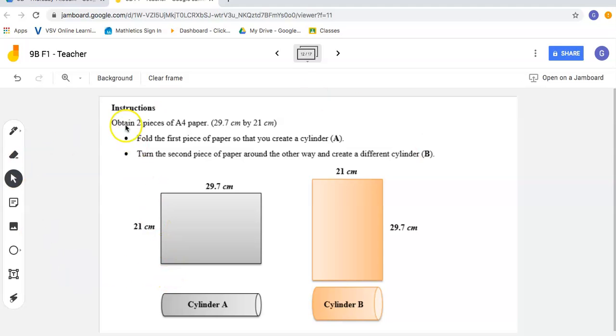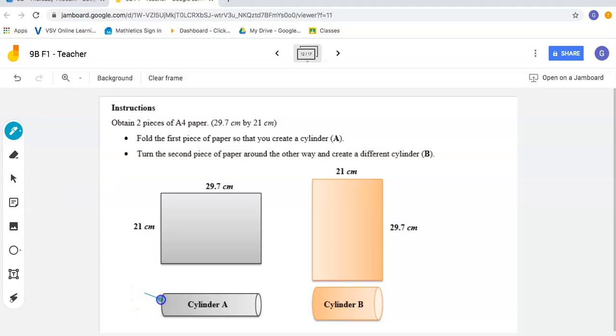So it's this question here where we've got two A4 pieces of paper with the dimensions of 29.7 centimeters by 21 centimeters. And we simply fold one of the pieces of paper so that it creates cylinder A, which has the circumference of 21 centimeters and the height of 29.7 centimeters. So I'll just rewrite this.